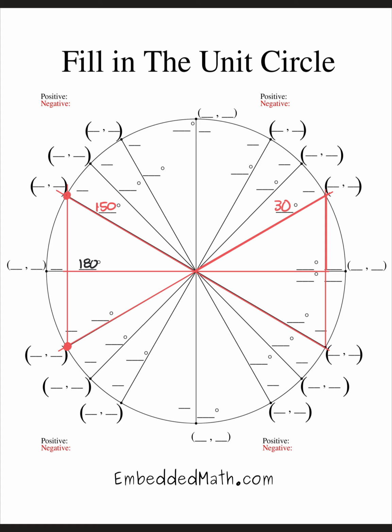And then on the other side of that, this angle, if we rotate all the way around the circle, we're going to get 30 degrees past 180, which gives us 210. And then if we rotate all the way to here, if this is 360, we're going to be 30 degrees short of 360. So that means this angle is 330 degrees.